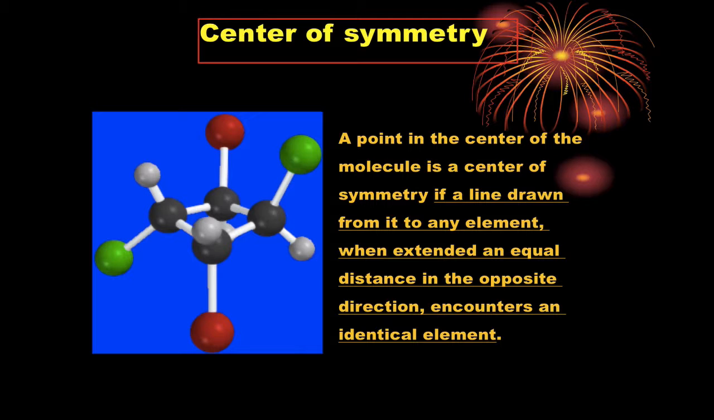Can anybody tell me where that point is on this molecule? It's right in the very middle. So if I go from this white hydrogen through the center and go out an equal distance, I come to a hydrogen. If I go from this green chlorine to the center, go out in the same direction an equal distance, I come back to another chlorine. That's a center of symmetry.